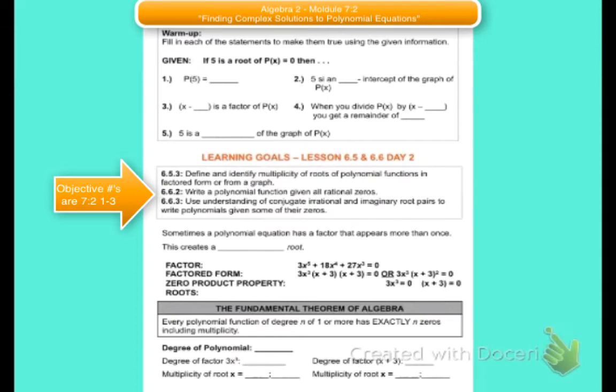So if you take a moment, pause the video, and answer the questions listed here. It asks you to fill in each of the statements to make them true using this given information. If 5 is a root of some polynomial, p of x is equal to 0, then I want you to fill in the blank for each of these. So please pause the video now and complete the warm-up.